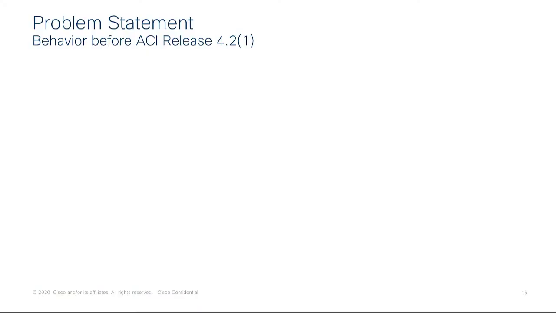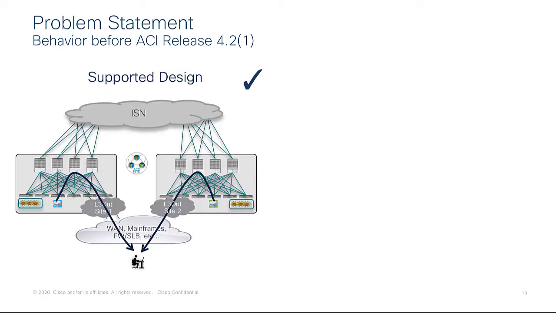To understand why we deploy Intersite L3 out, we need to look at the behavior before 4.2.1. And as I said, before 4.2.1, endpoints located in a site could only use the local L3 out to communicate to whatever entity connected to that L3 out. That could be the WAN, could be mainframes, could be firewall devices, load balancer, whatever connects in L3 out mode to the fabric, whatever peers L3 with the fabric, I would say.